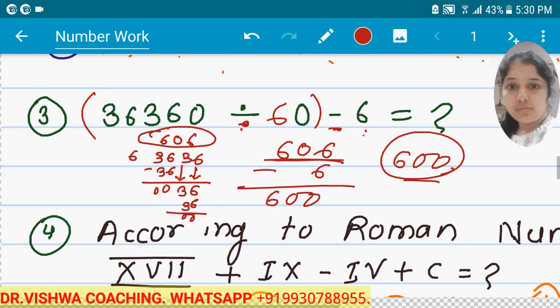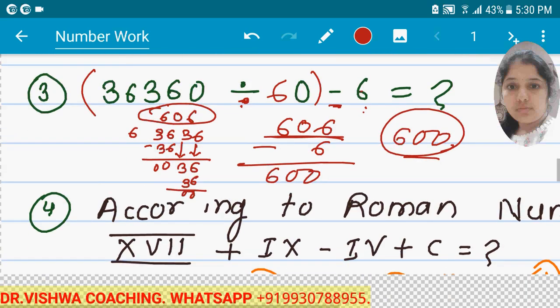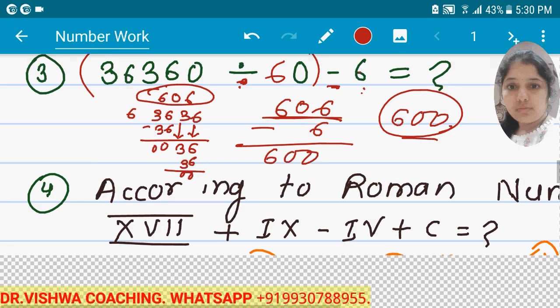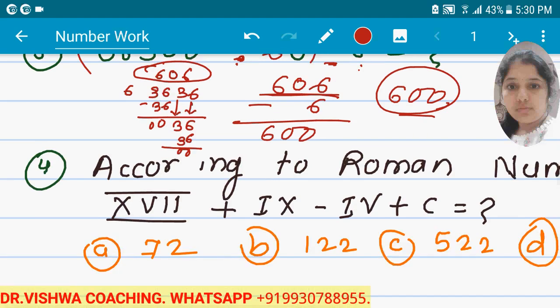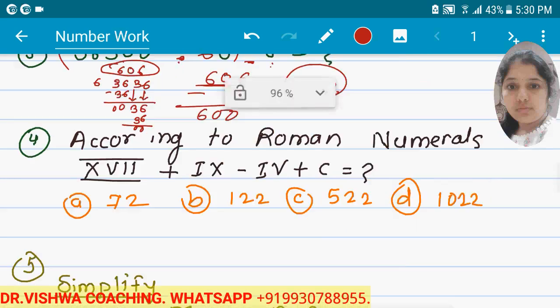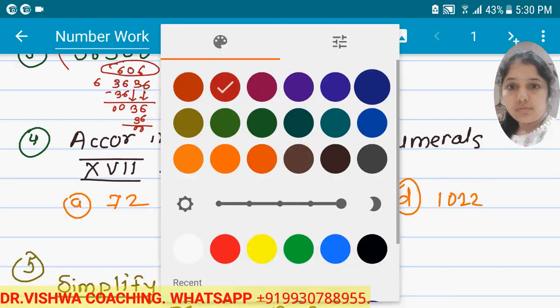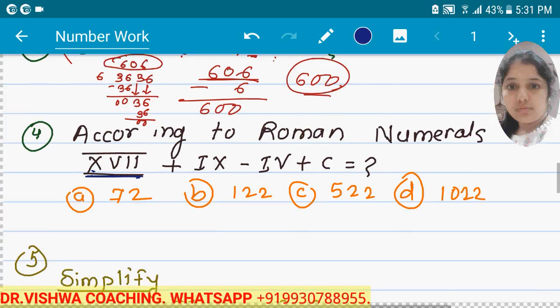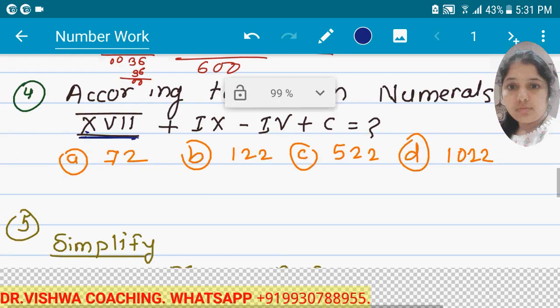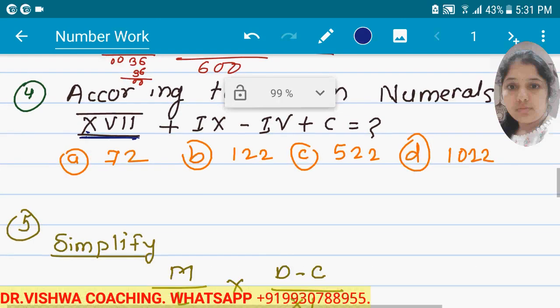Now the next question. Some numerals are given to you. We have to add them, but the numerals are given in Roman format and the answer is given in the international number system. Now here you have to write the international numbers for these Roman numbers. Now see, X and V, I. Now X represents 10.